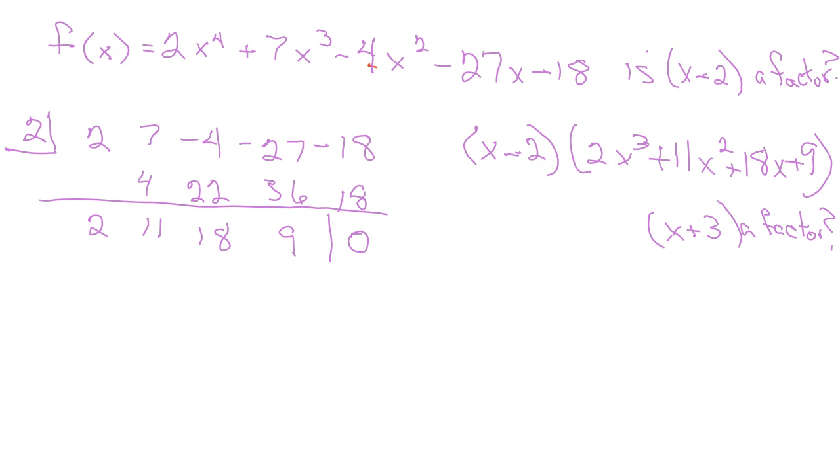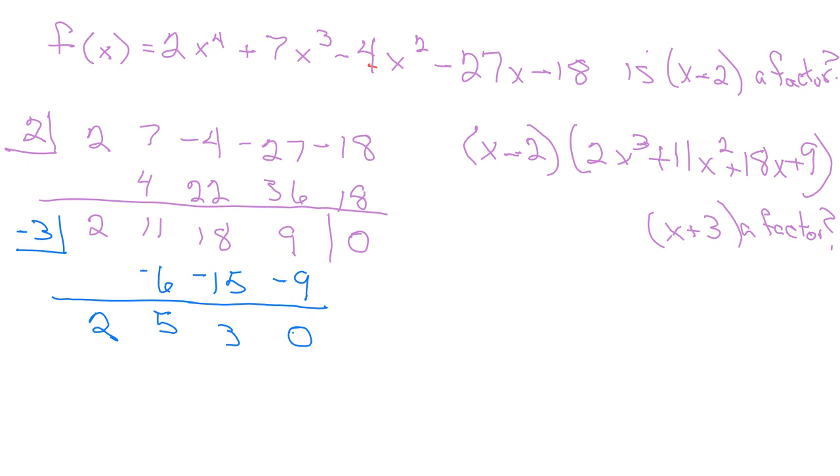So I'm going to change colors just so you can see what I've done. So if x plus 3 is a factor, that means x equals negative 3. So I'm going to see if that's a factor. Bring down the 2. 2 times negative 3 is negative 6. That gives me 5. 5 times negative 3 is negative 15. That gives me 3. 3 times negative 3 is negative 9. And that gives me 0. In fact, I'm going to block that all the way off. That 0 was the remainder that was not part of the remaining polynomial, so I don't have to worry about that. I did end up with another 0 for a remainder. And the factor theorem says if I get 0 as a remainder, then it is a factor.